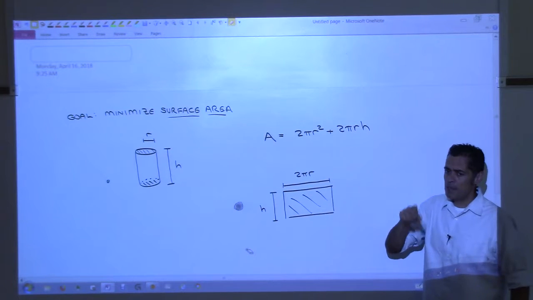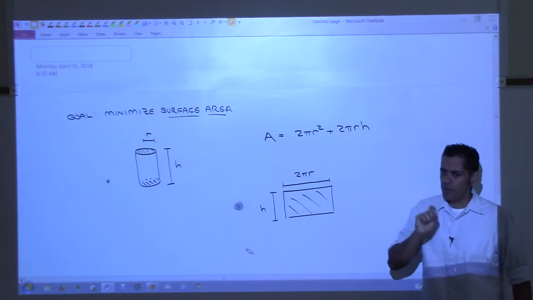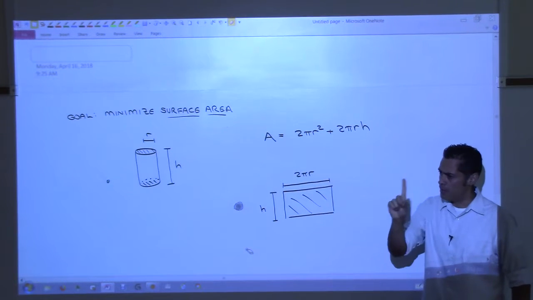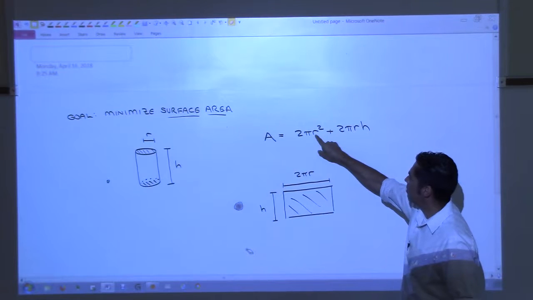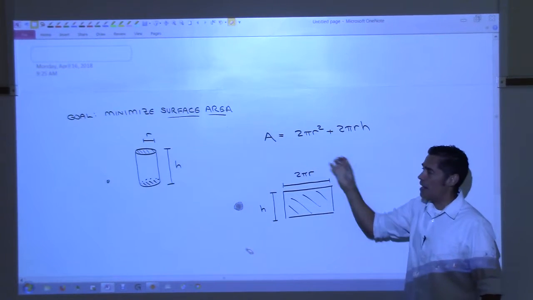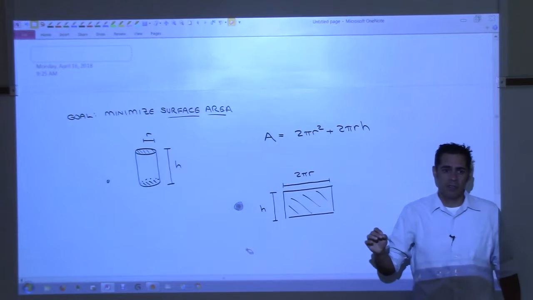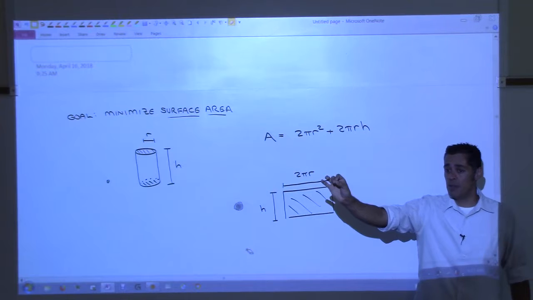All the things we've been looking at have been functions of a single variable. Area right now depends on two things. You have to give me the radius and the height for me to be able to give you the area, right? I need to somehow get this equation down to a function of one variable. And that's where the volume is going to come into play.